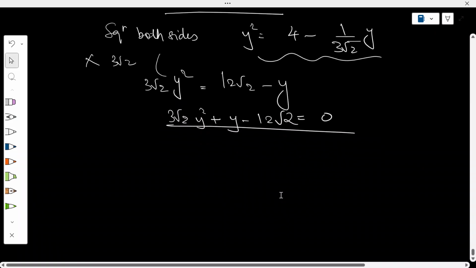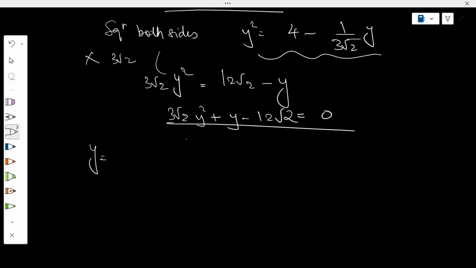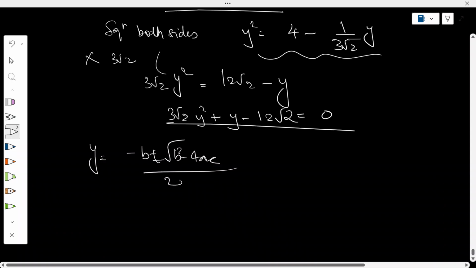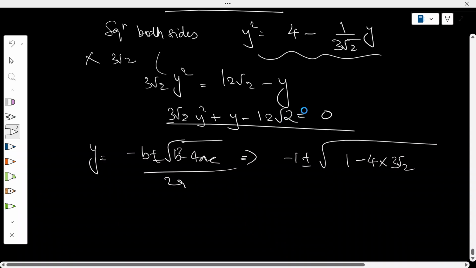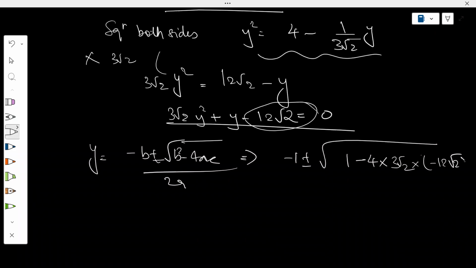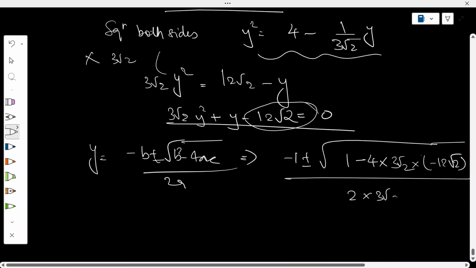Now we have to find the value of y from here, so we can use the quadratic formula, which says the value of the roots is equals to minus b plus minus under root b square minus 4ac divided by 2a. So minus b is minus 1, plus minus under root b square is 1, minus 4 times a into c. C is minus 12 root 2, divided by 2 times a, which is 3 root 2. So here we have 4 times 3 root 2, which is 12 root 2.